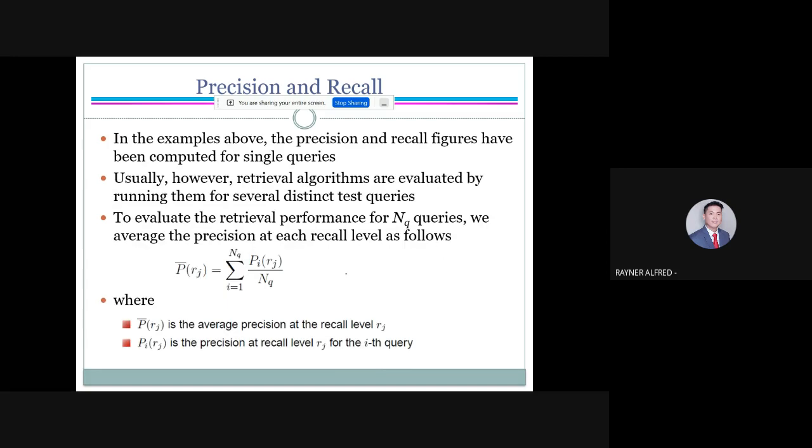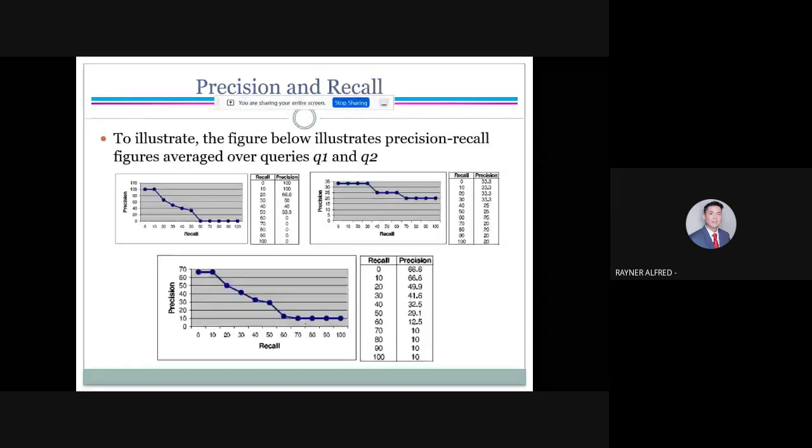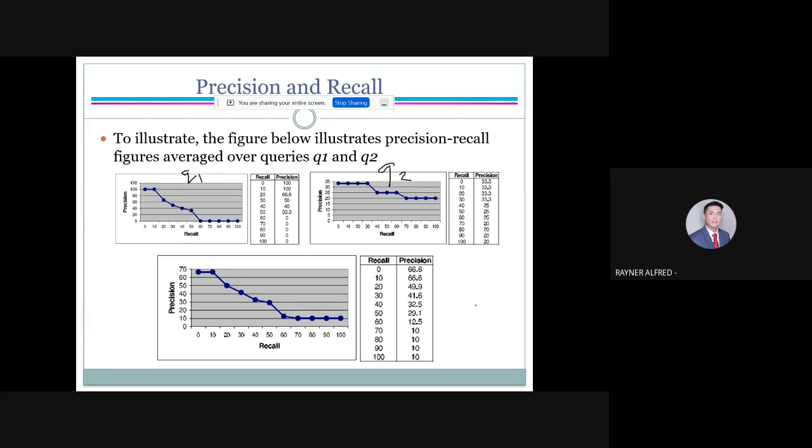So how do we take the average? We just sum up all the precision for each of the recall that we have, and then we divide by the number of queries. For example, like this, this is query 1, this is query 2, and this is the average. So we take this 100 plus this, divide by 2, then we get 66. All these are the average of these two. So this is the average of the precision versus recall for all the queries that we key in using the IR that we want to evaluate.